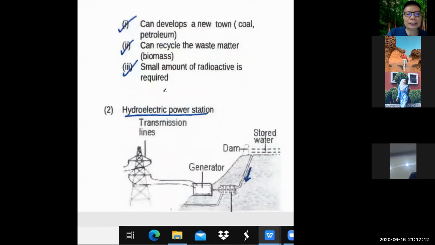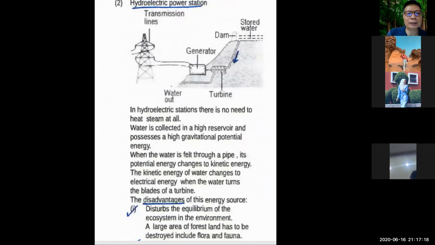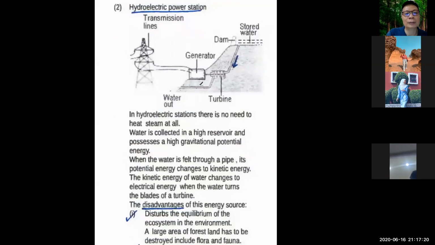And the next one is hydropower station. Actually, this one is the best hydropower station. Okay, very simple. You see here how this thing works. The generator is here, you see?